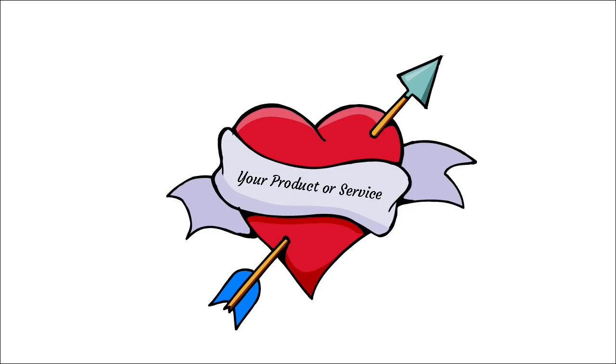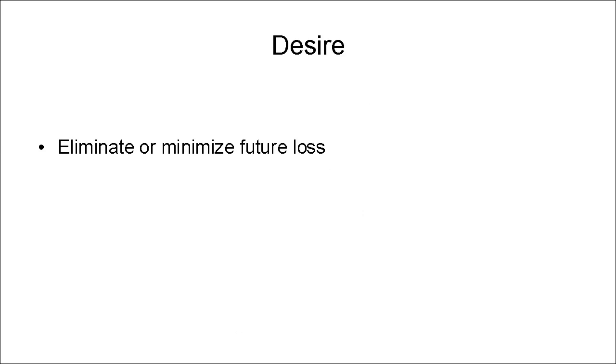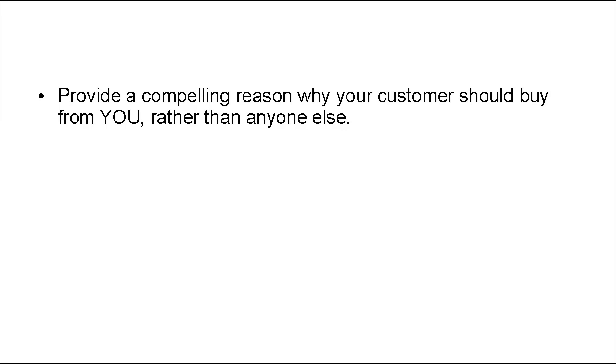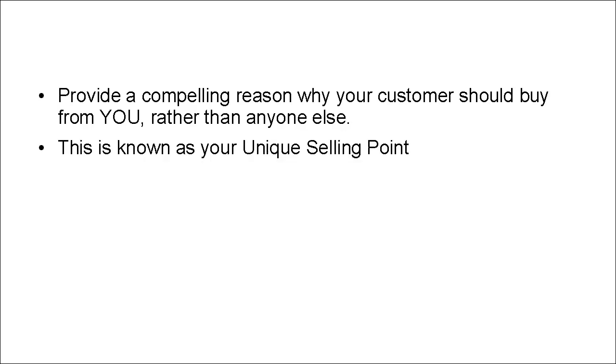Once they have an idea as to what's in it for them, then they're going to start to desire your product or your service. Now, there are several types of desires that you can stimulate in your copy. You can stimulate the desire to eliminate or minimize a future loss, or to gain something. And what you should do is provide a compelling reason why the customer should buy from you rather than from anybody else. And this is known as your unique selling point, which is often referred to as a USP.